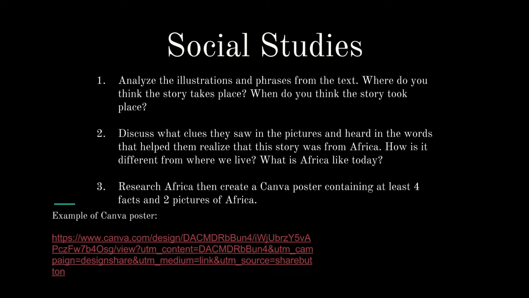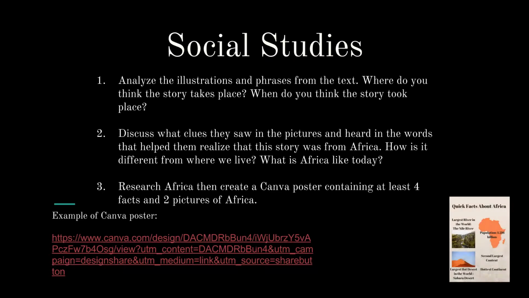For the social studies lesson, I would have the students analyze the text and illustrations and have them discuss where the story takes place. After finding that it takes place in Africa, I would have the students discuss what they think Africa is like today compared to where we live. Next, I would have the students create a canvas poster including at least 4 facts and 2 pictures of Africa. I have included a link to an example of a canvas poster that I have created.